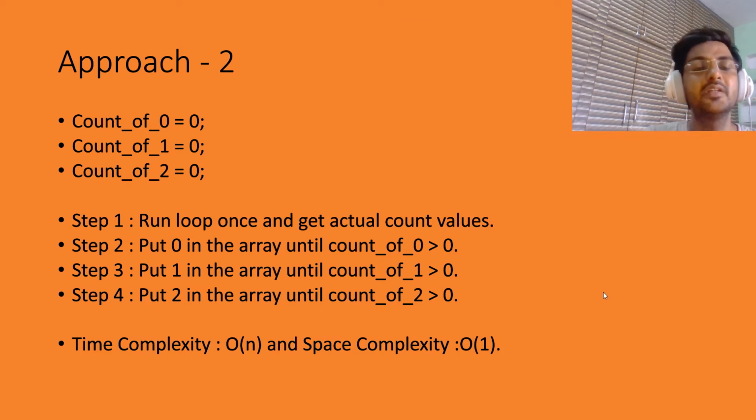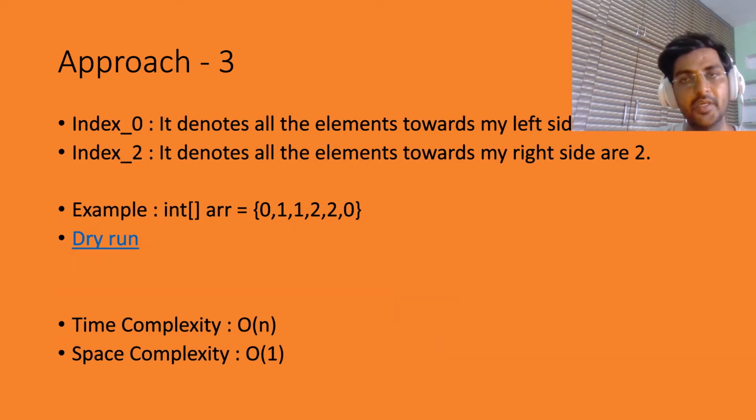There is one more famous algorithm for this question which we can use here. Since we know we have only three different values 0, 1 and 2, in this approach you can take two variables. Let's say the first variable is index 0. It denotes that all the elements towards my left side are 0. We'll take one more index variable, index 2. It denotes that all the elements towards my right side are 2. So it is kind of a two pointer approach, where the first variable is at the starting, the second variable is at the end, and we will move those two pointers. Here the one variable denotes, hey, all the elements towards my left side are 0. It will make sure of that.